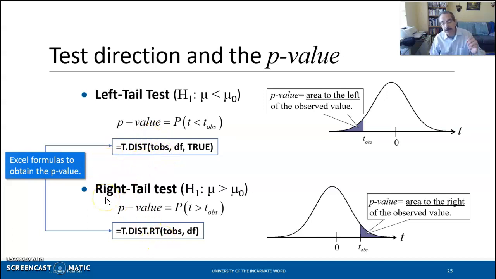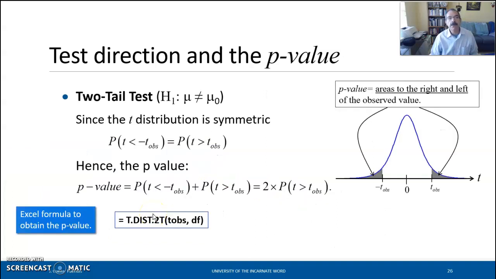Now, if you have a right tail test, then the p-value will be the probability to the right of the t observed value. And here's the formula for that. If you have a two-tail test, then the p-value is the probability on the left and the probability on the right. So we have to add those two probabilities, or you simply multiply by two the probability to the right of the positive value of the observed statistic. And here's a formula to find the exact p-value.